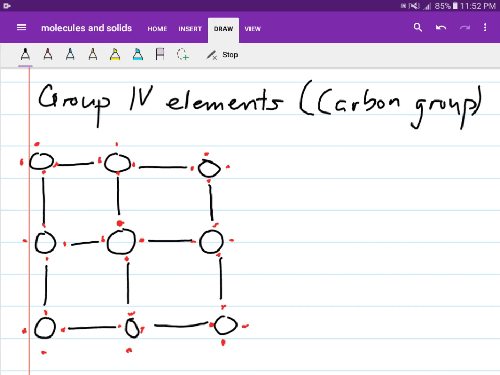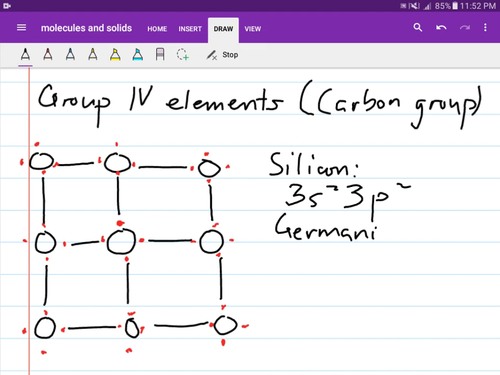The carbon group's valence electrons are, for example, in silicon, 3s2 3p2. For germanium, its valence electrons are 4s2 and 4p2. So in other words, they have 4 valence electrons.